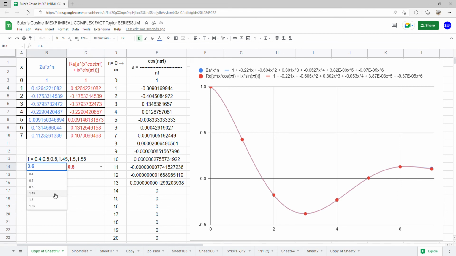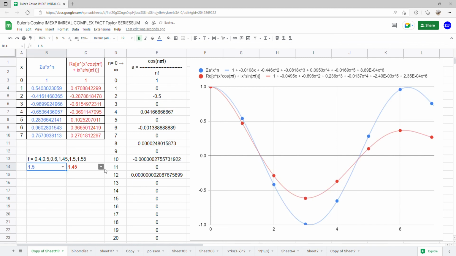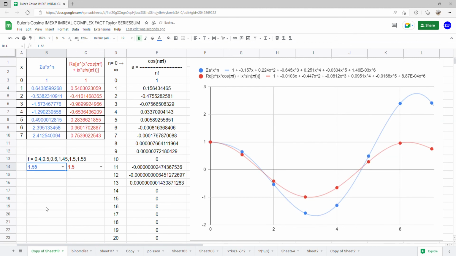Change this to 1.45. We also change this to 1.45. A decaying cosine function. Change this to 1.5. We also change this to 1.5. Now it's a steady state cosine function. Change it to 1.55.